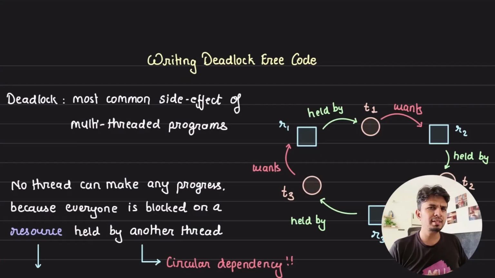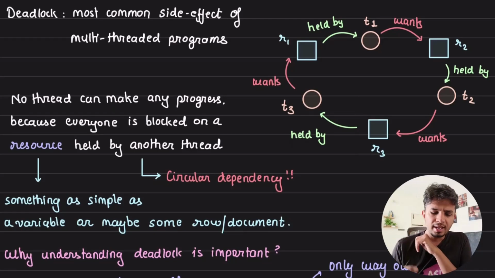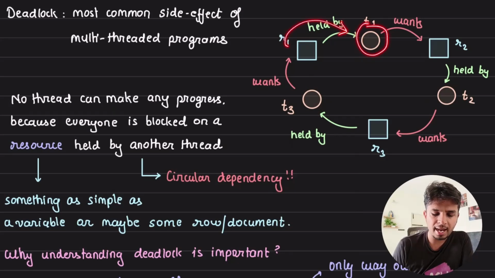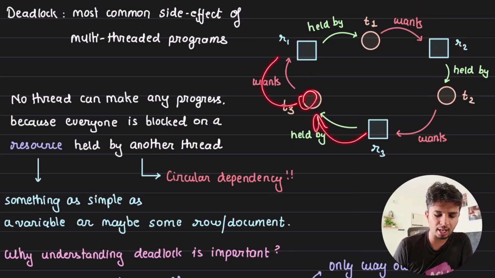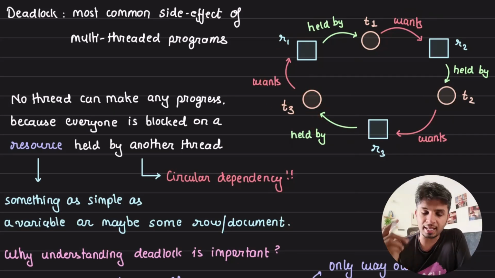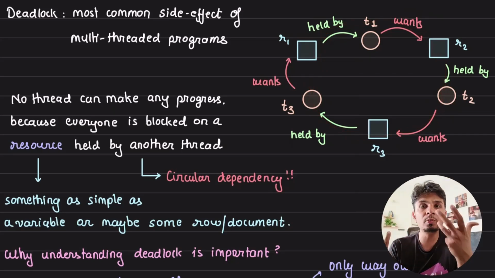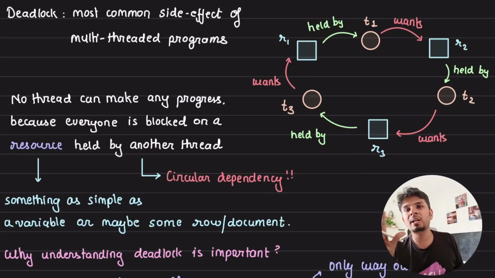So the most common side effect of multi-thread programs is deadlock. Let's understand it with a very simple example. Let's say we have 3 threads, T1, T2, T3. Each thread wants 2 resources to move forward and it wants an exclusive lock on them. Which means that, let's say, T1 holds the lock on R1 but wants a lock on R2. T2 holds the lock on R2, wants a lock on R3. T3 holds the lock on R3 but wants a lock on R1. Now this is a classic case where you can see a very nice circular dependency being formed and none of the threads could proceed because everyone is waiting on another thread to release the lock. This is where your program enters a deadlock state.